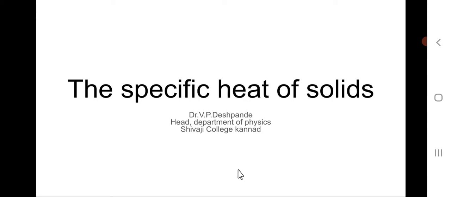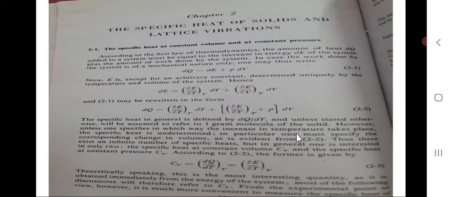Now your today's topic is the specific heat of solids. In 12th class you know about the first law of thermodynamics, that is, heat supplied to any body is utilized in two parts. One is change in its internal energy and the other part is doing some work. That is dQ is given by dE plus PdV, where PdV is the work done.